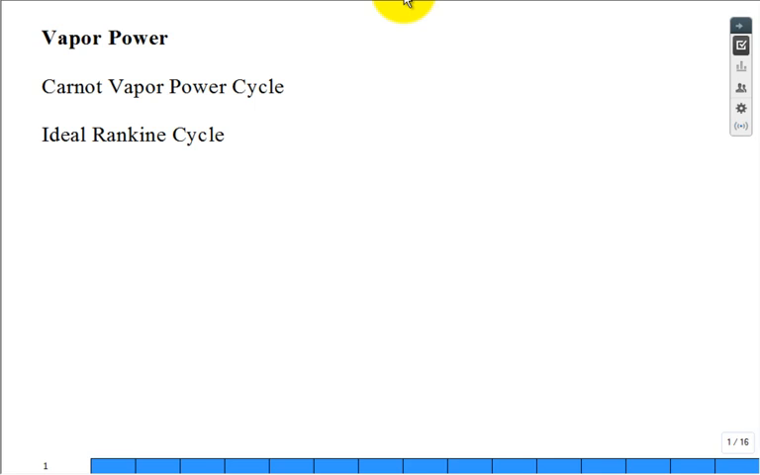So this is our second lecture in vapor power cycles. The last lecture was really a review of the Carnot vapor power cycle, which was a review from Thermo 1, as well as a review of the ideal Rankine cycle. That should have been covered in Thermo 1 as well.